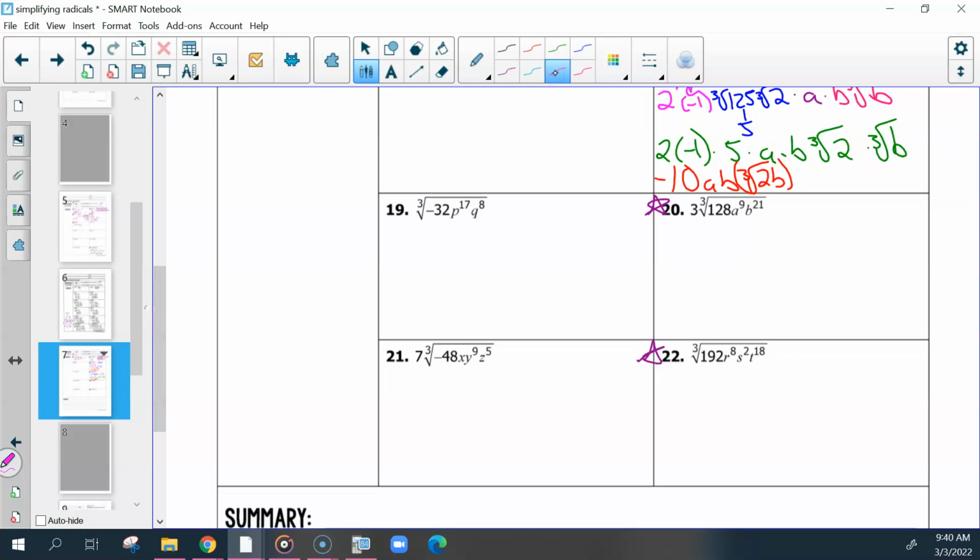Cube roots get tricky really fast because there's so many things going on. Take it one thing at a time. Is 128 a perfect cube? No. So we need to find what is the highest perfect cube we can divide 128 by. 64. We have the cube root of 64, the cube root of 2. The cube root of 64 is what? 4.